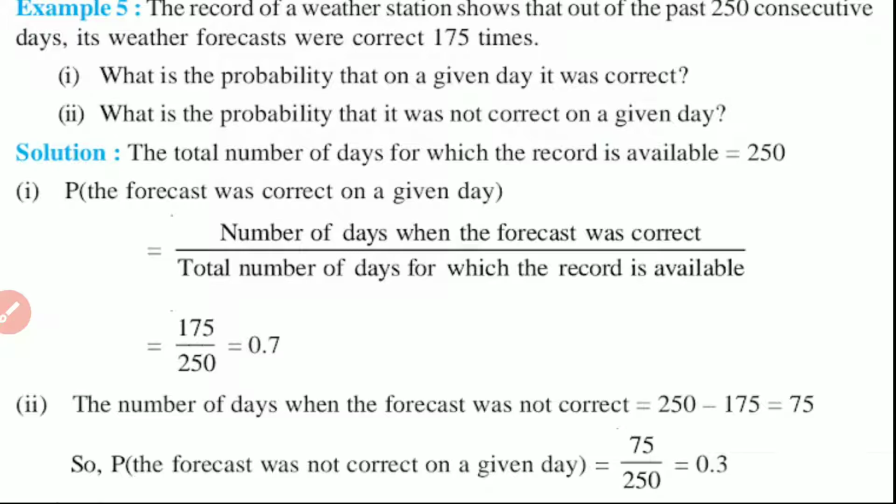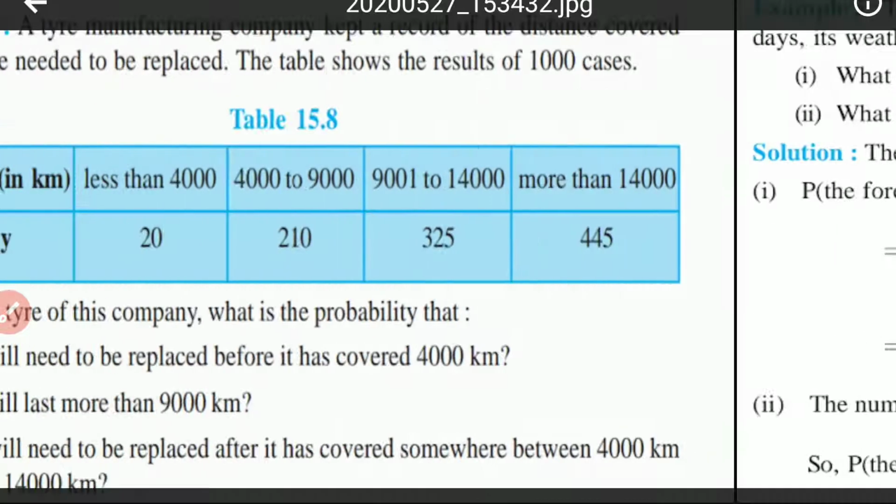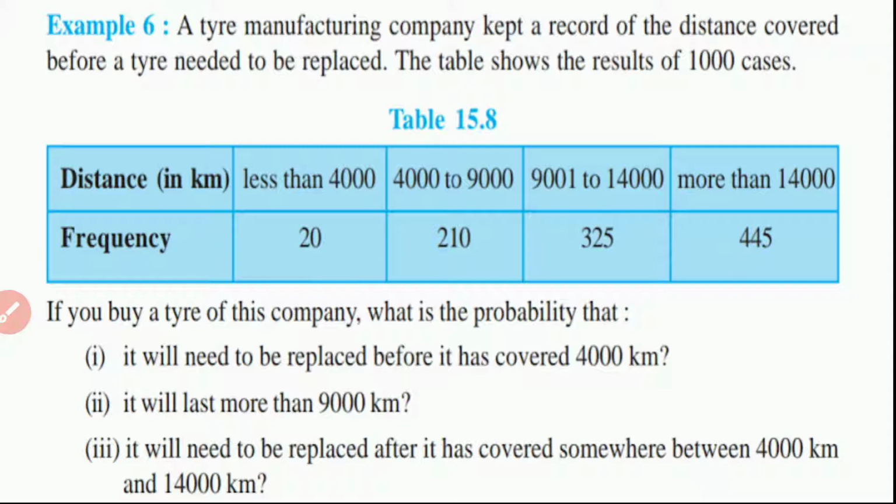Let's see another example. In example number 6, a tire manufacturer company has given a record for the distance covered before a tire needs to be replaced. With regular use of a vehicle, depreciation occurs, like the tire wearing out, and one day you definitely need to change your tire, as you do with your bicycles. You change it over a certain period after it wears out.